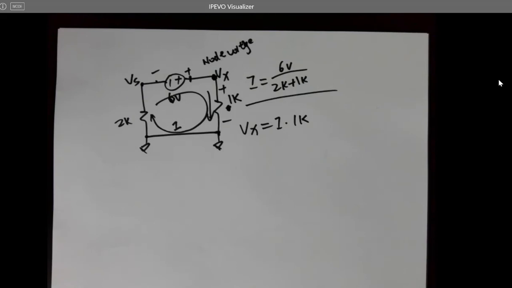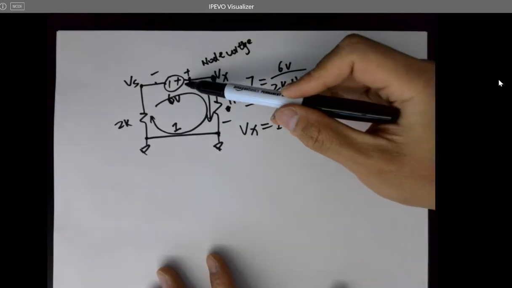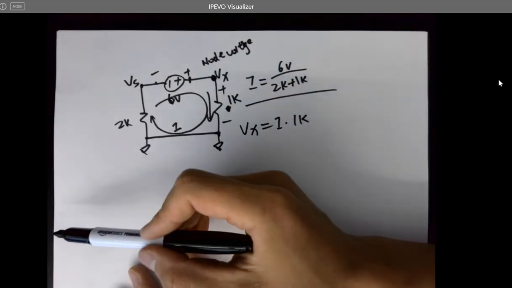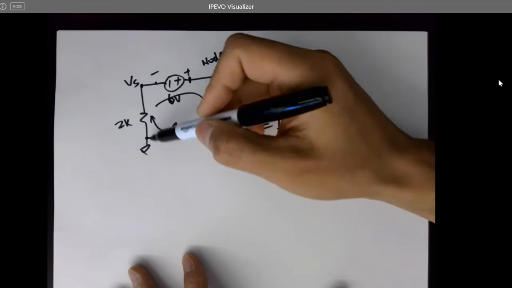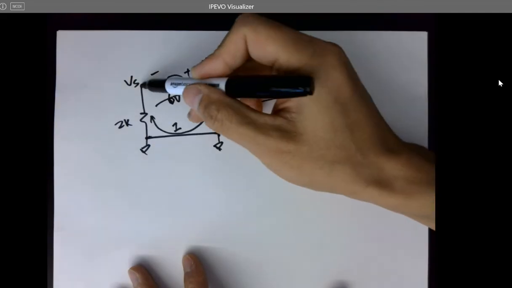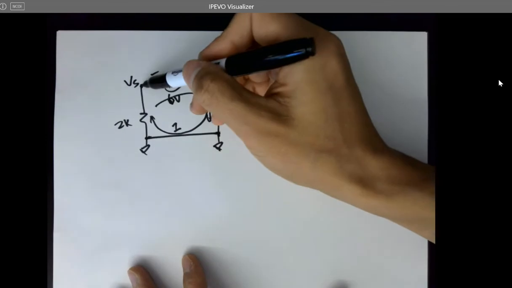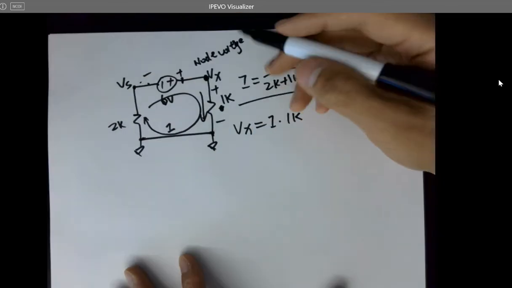And since you know the starting point, which is the voltage source, you can drop it until that point. So you can find out the voltage at every single point in the circuit. Even for Vs, right? So let's see, what's Vs?